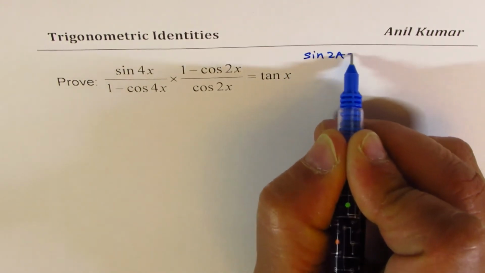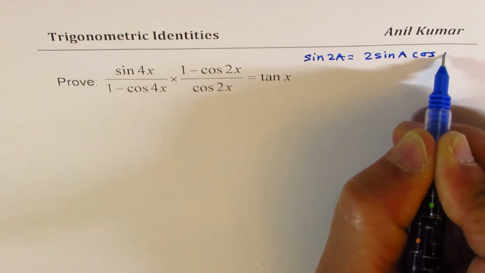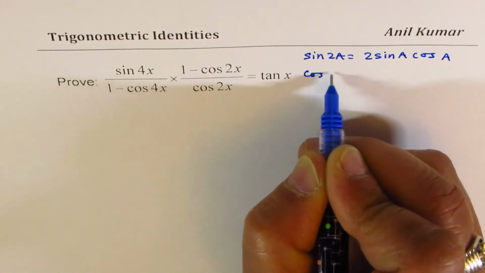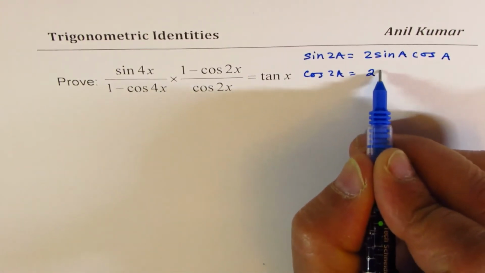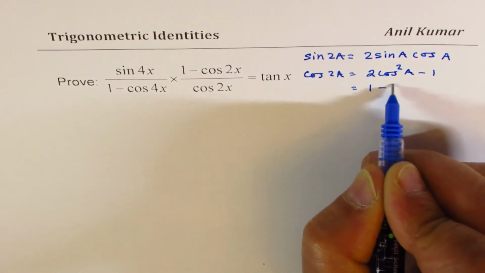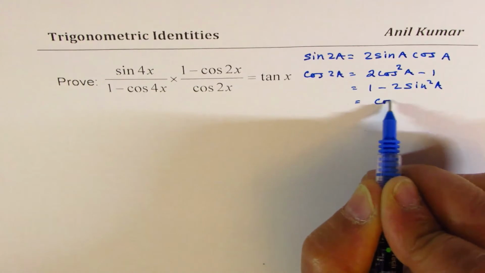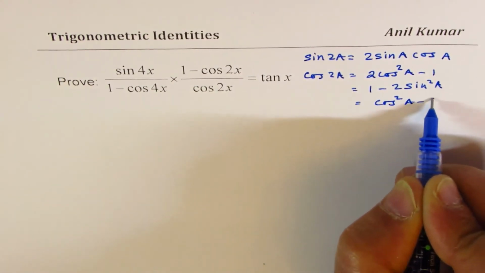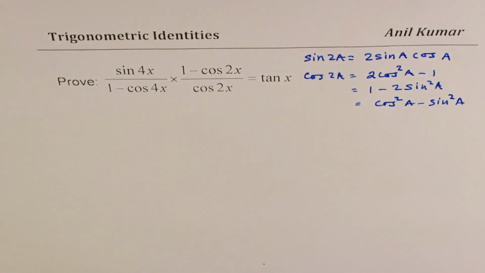We'll use the formulas. Sine 2a equals to 2 sine a cos a. And cos 2a could be written as, there are three formulas here. We could write this as 2 cos square a minus 1. We could also write this as 1 minus 2 sine square a. Well, we could write this also as cos square a minus sine square a, correct? Let's see which one to use when.